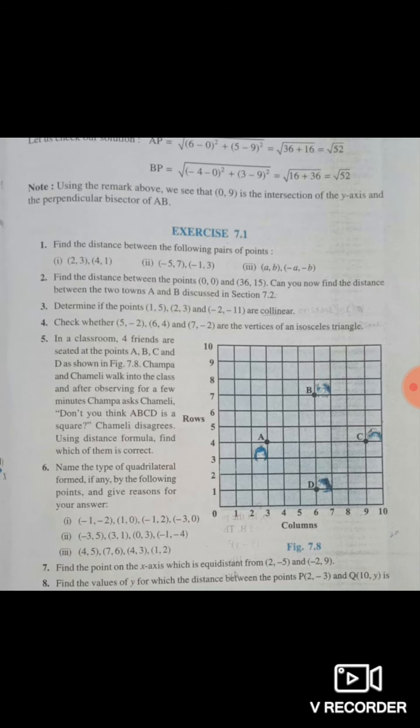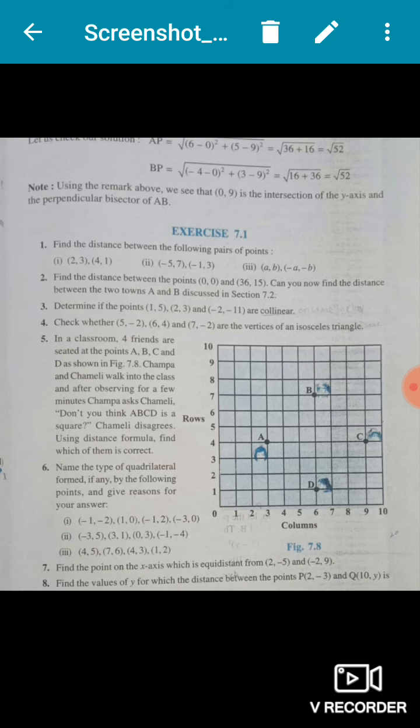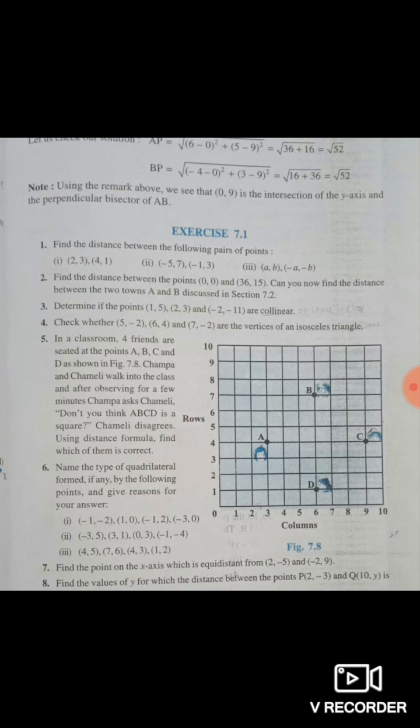Third question has come: determine if the points (1, 5), (2, 3) and (-2, -11) are collinear. So what is the meaning of the question? We have to check whether these points are collinear or not. And what is the meaning of collinear? Look, collinear, linear means line, so we will say the points are collinear when all the 3 points lie on the same line, then the points are called collinear.